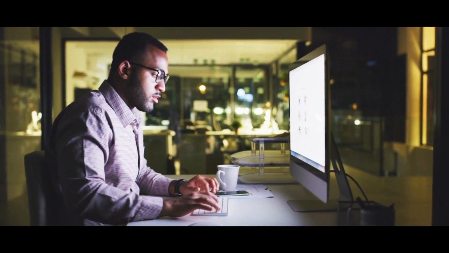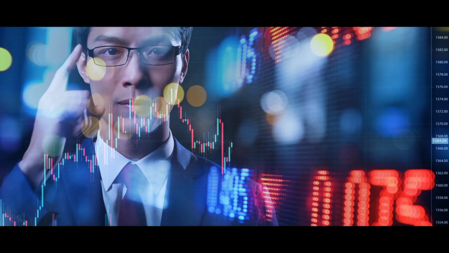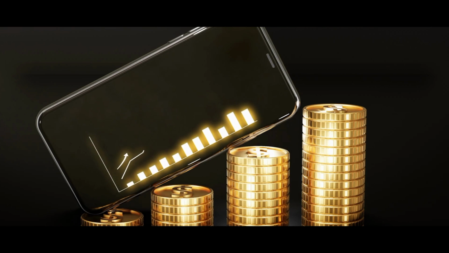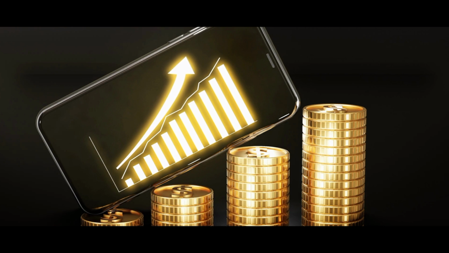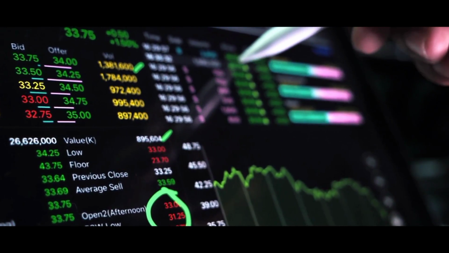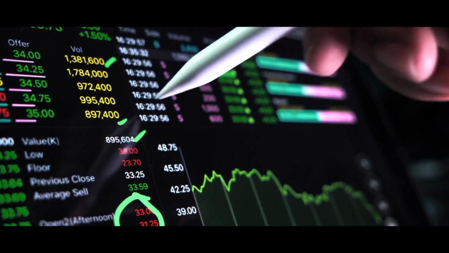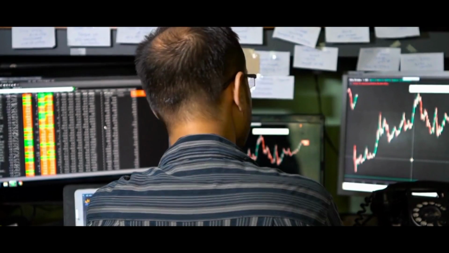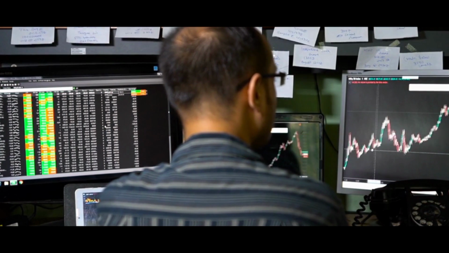Not diversifying your portfolio. As we mentioned earlier, diversification is key to managing risk in your portfolio. Make sure you're investing in a variety of different asset classes and sectors to spread out the risk. Failing to stay up to date on market trends. It's important to periodically review your investments and stay up to date on market trends and news that could impact your portfolio. This can help you make informed decisions and avoid potential pitfalls.